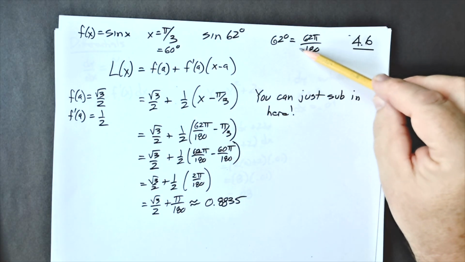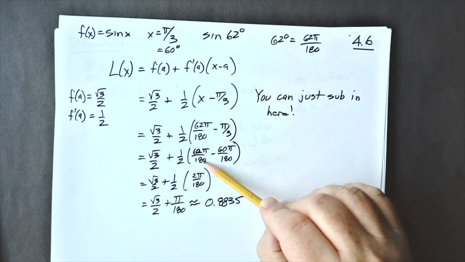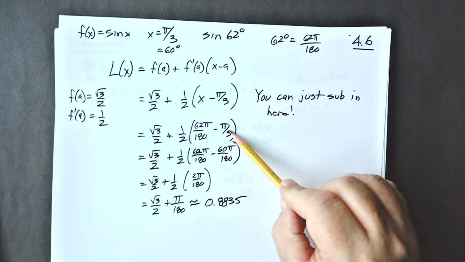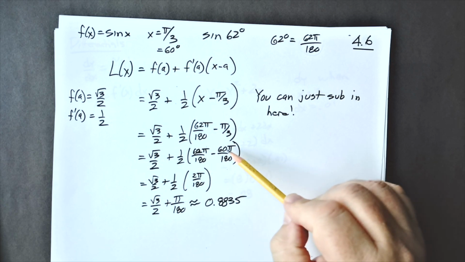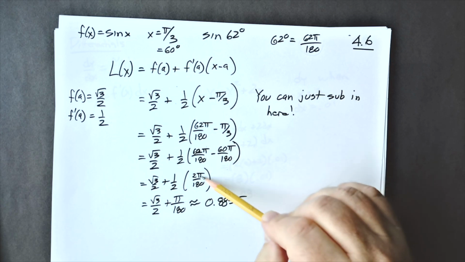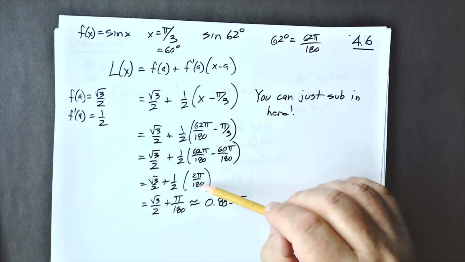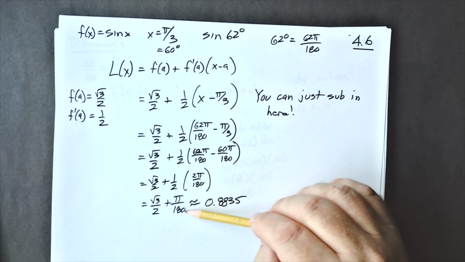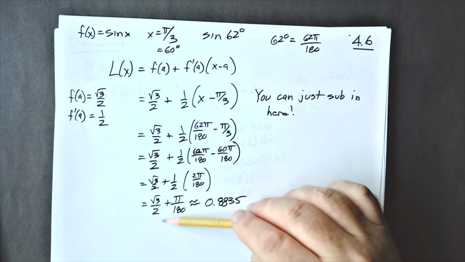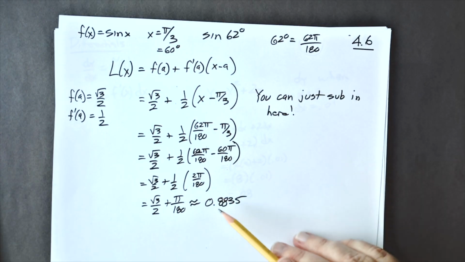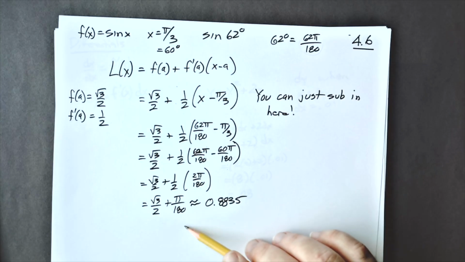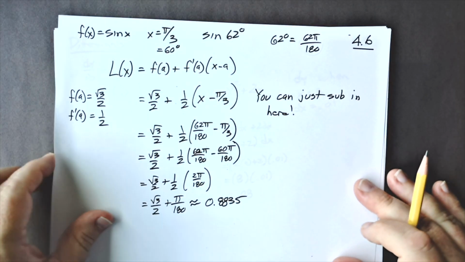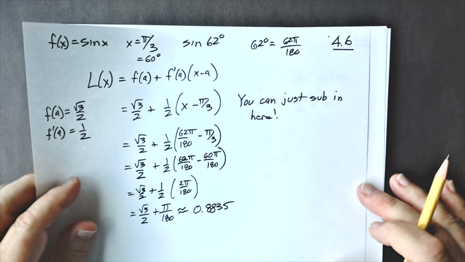So I'm going to plug in this 62 pi over 180 here. I'm going to change this so I have common denominators: 62 pi over 180 minus 60 pi over 180. That's 2 pi over 180, which is pi over 90, times a half is pi over 180, plus the square root of 3 over 2. And so my estimate is 0.8835.